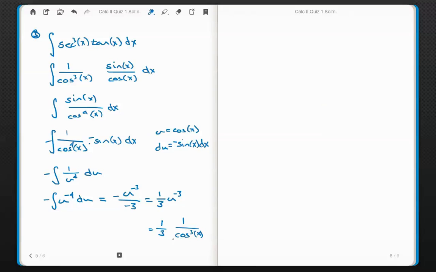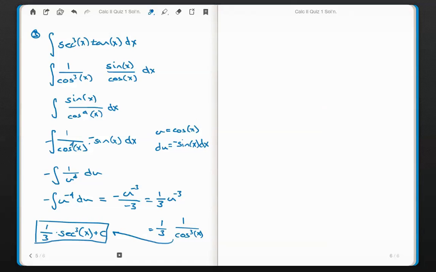Or we could take this thing and send it over this way. 1 over cosine cubed would be 1/3 times 1 over cosine, which is secant cubed of x, plus c. And that could be your final answer. Now, I certainly would have taken 1 over cosine cubed, I'm fine with that. 1/3 secant cubed is a little cleaner, but I would happily take either.